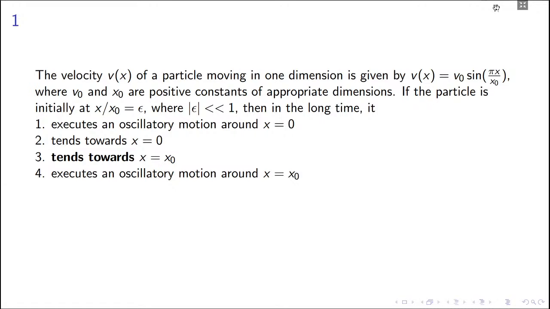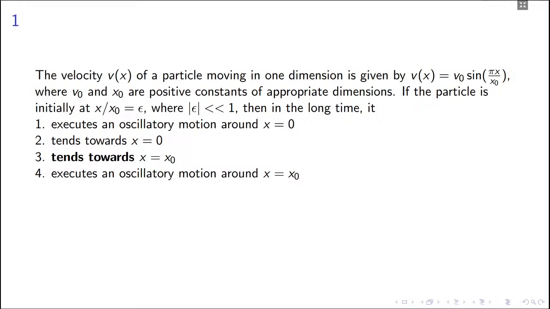So this is the problem. It's from part C. It says the velocity of a particle which is moving in one dimension is given by this: Vx is v naught sine pi x by x naught. And then it says that v0 and x0 are positive constants. And then it says the initial condition is x equal to epsilon times x naught, where mod of epsilon is much smaller than 1. Then in the long time, which option is right?